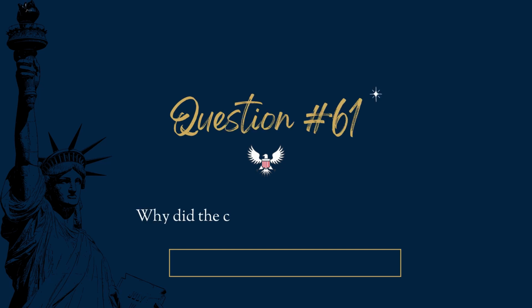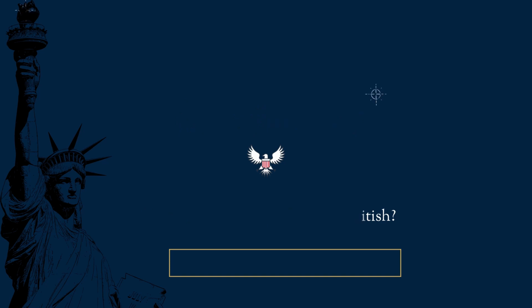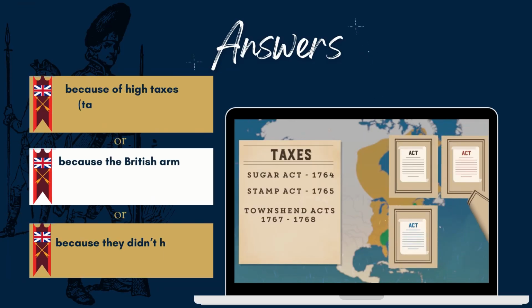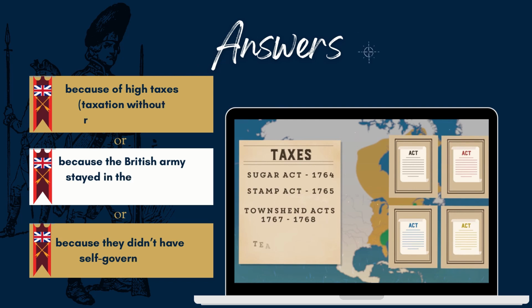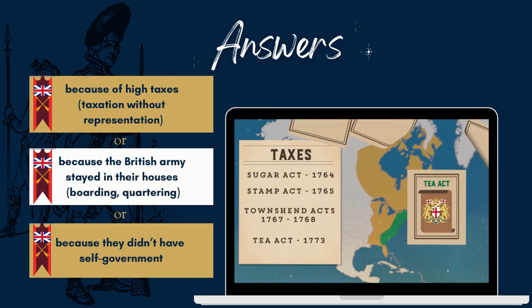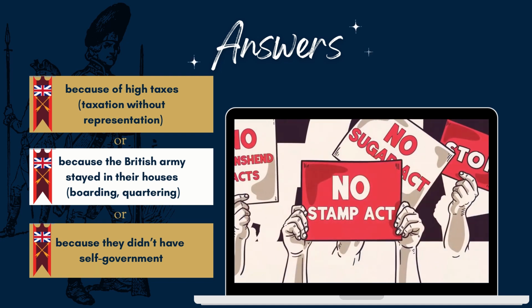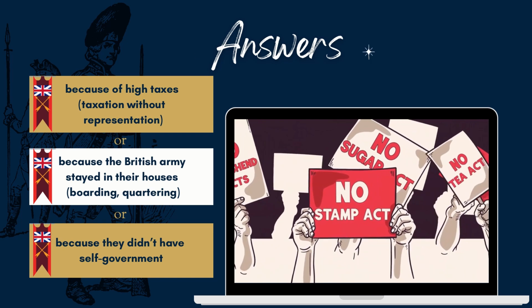Question 61. Why did the colonists fight the British? Answers. Because of high taxes. Taxation without representation. Or because the British Army stayed in their houses. Boarding, quartering. Or because they didn't have self-government.